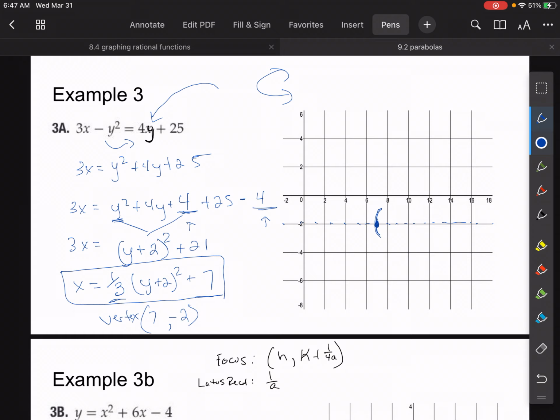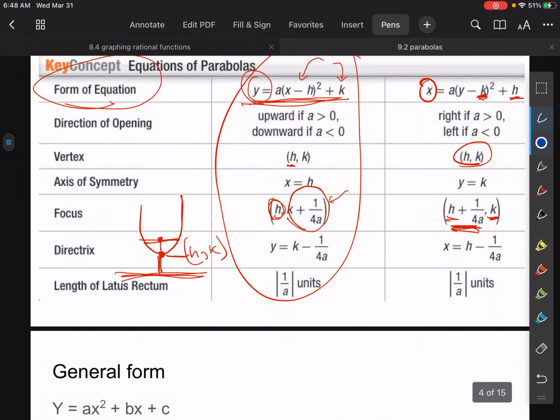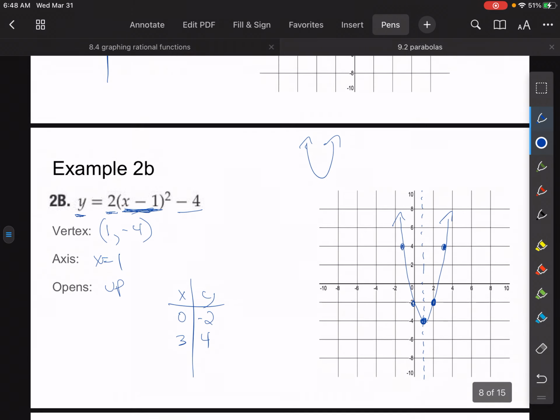Okay, so I need a couple more pieces of information here. So what I could do is choose to plug values in. That's fine. And at this point, you know, they might have you do that. But let's work on what the focus would be for this. So the focus and the directrix for this, if you refer back to your chart here, which we'll do a lot of, okay, the focus of this thing is going to be at h plus 1/4a comma k. And the directrix will be at x equals h minus 1/4a. Okay, so back to here.